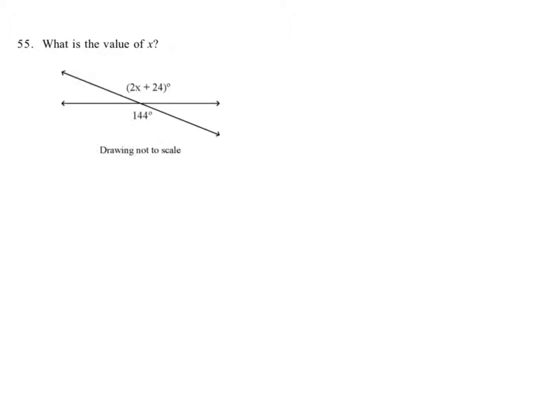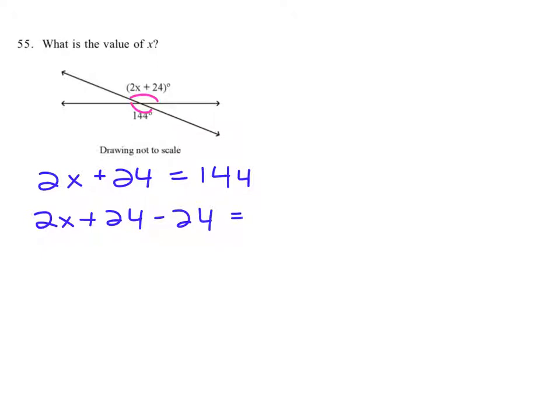Okay, what is the value of x? Same thing as the last problem. We have vertical angles here, and vertical angles are congruent, which means they are equal in measure, so we can take those two angle measures, 2x plus 24 and 144, and we can set them equal to each other. Okay, so I'm going to subtract 24 from both sides to start to isolate these x's, right? Minus 24 from both sides, so I'm going to write 2x plus 24, what's already there, minus 24 equals 144 minus 24.